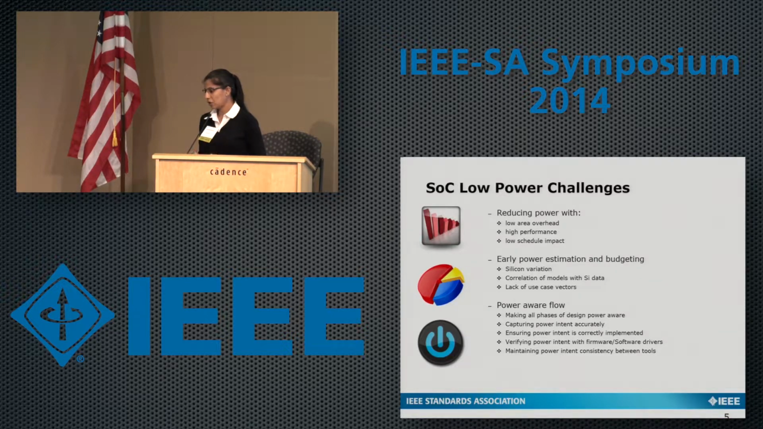So, to sum it up, what are the different SoC low power challenges? There are three different categories, as I see it. The first category is: what is it you want to do? How do you want to save power, and how do you make those design trade-offs? The real idea here is we want to save power, but we want to keep the area impact minimal. We want to deliver the highest possible performance, and it's got to have no schedule impact.